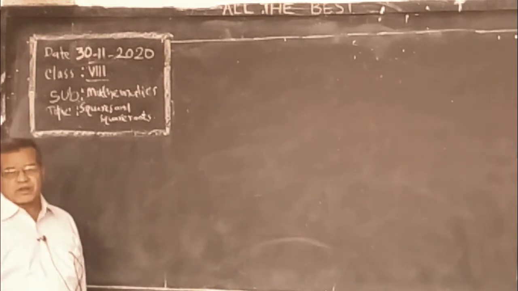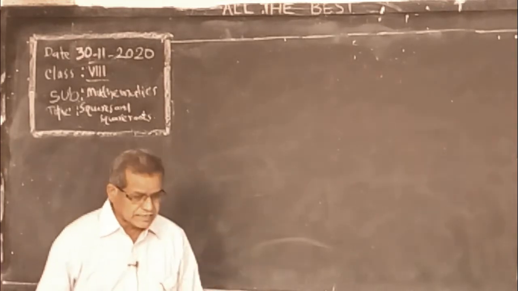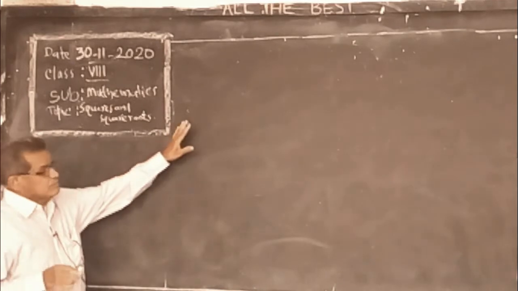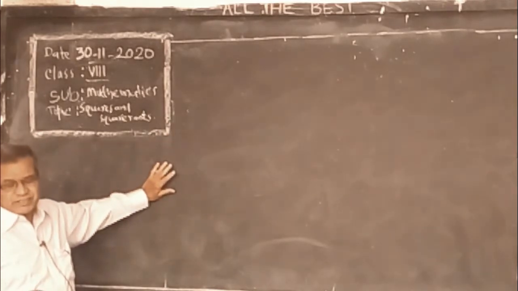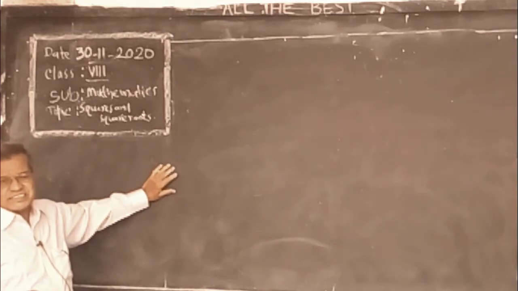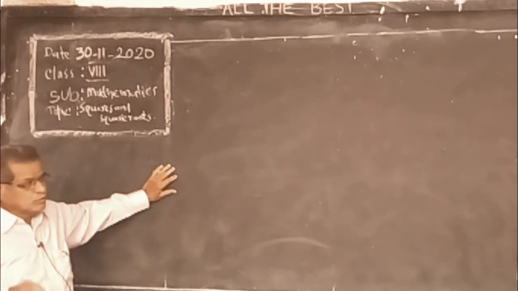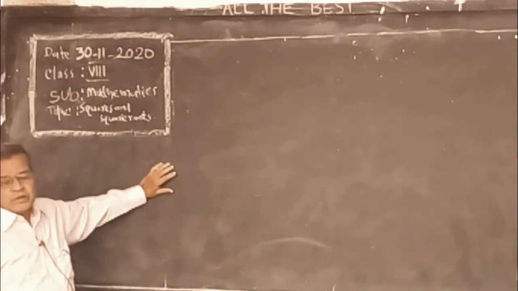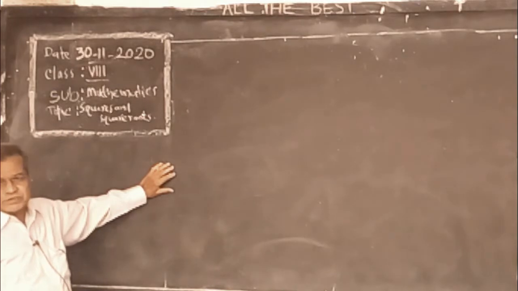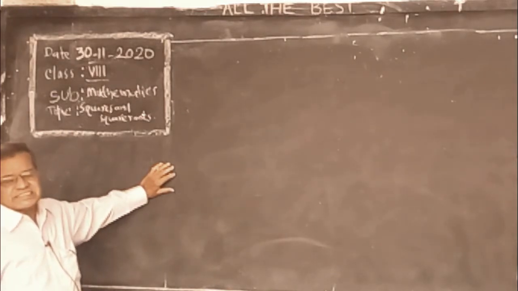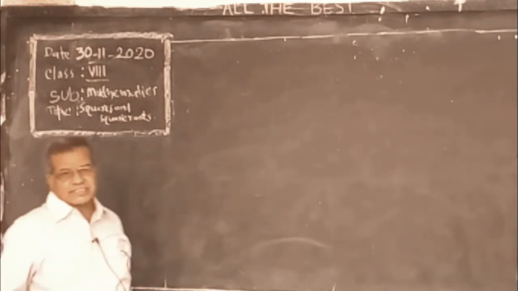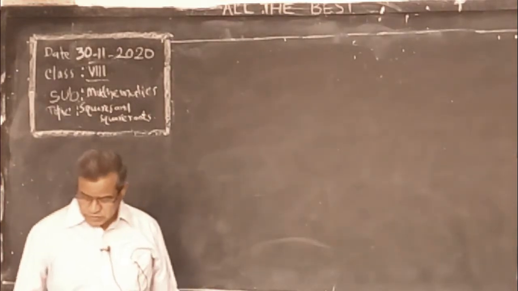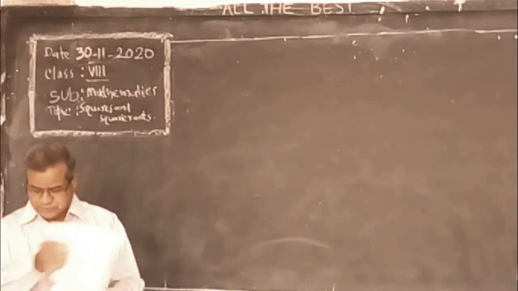Let us do square roots. In the previous class, we did how to find the square root of a given square for 3 digits or 4 digits. Now let us find the square roots of 5 digits, 6 digits, 7 digits, 8 digits also. So now let us do.